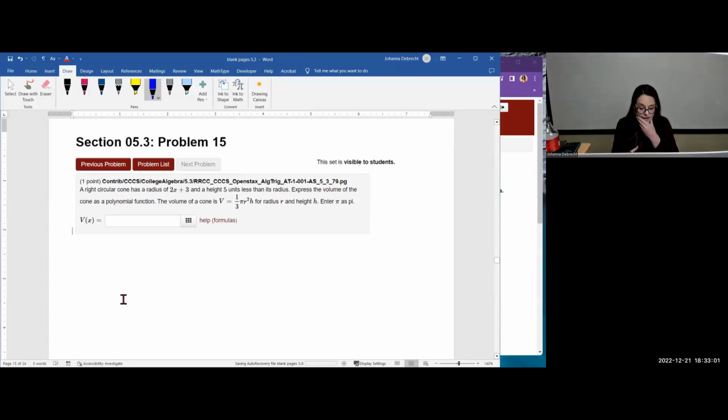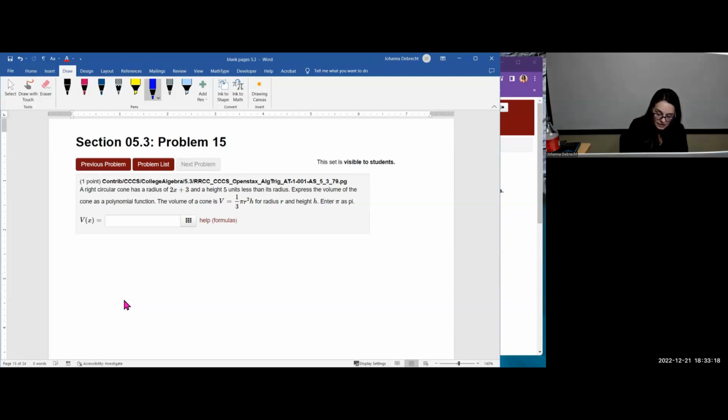All right. So now we're going to have to figure out what we need to write down and what kinds of things we need to have. So we have a right circular cone. Again, it helps to know what you're looking at. This is basically an ice cream cone, a normal cone shape, or a traffic cone. So a right circular cone.